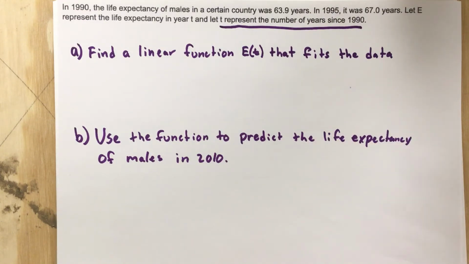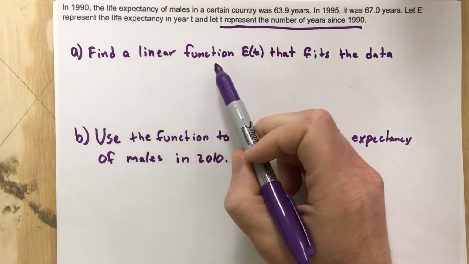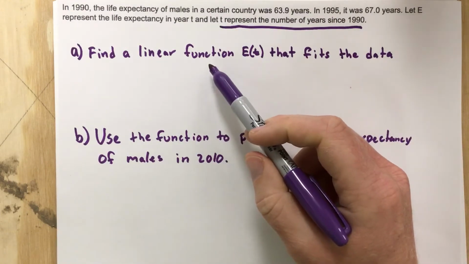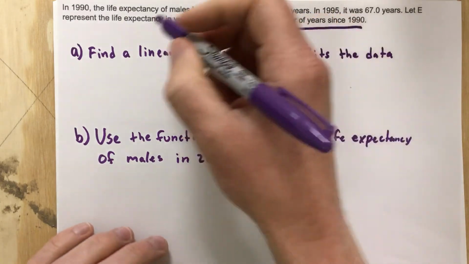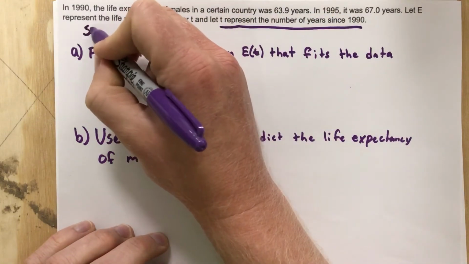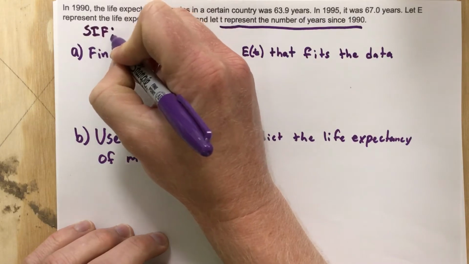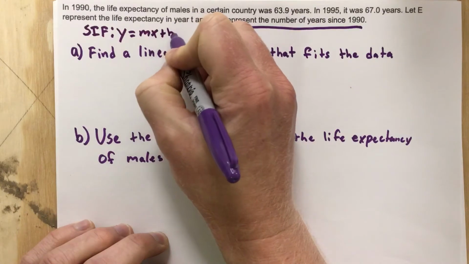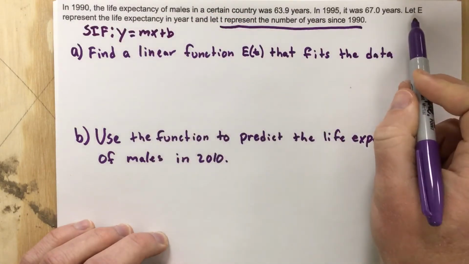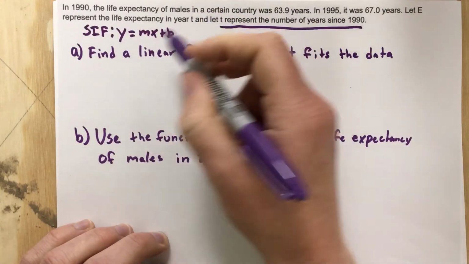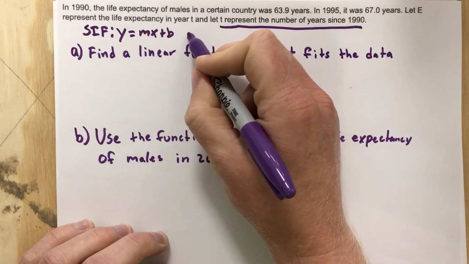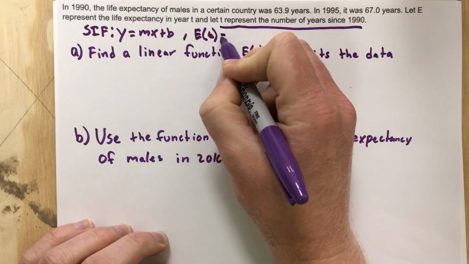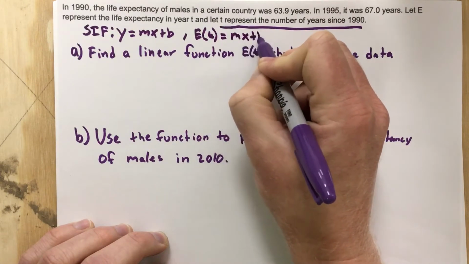Now, they want us to write an equation. It says find a linear function, E of t, that fits the data. So they want us to write a function. In order to write a function, we're going to probably use slope-intercept form, SIF, which is y equals mx plus b. But in our case, because they say let E represent the life expectancy, y is actually going to be E of t. So E of t is going to be equal to mx plus b for this problem.